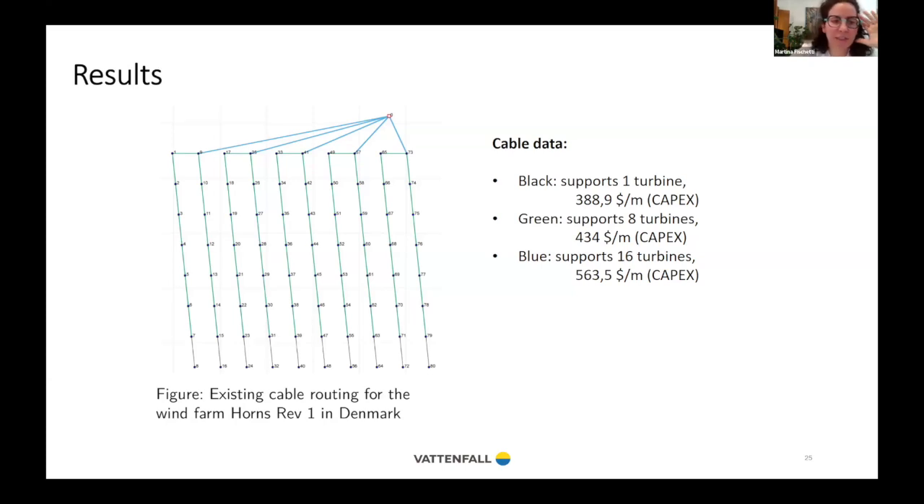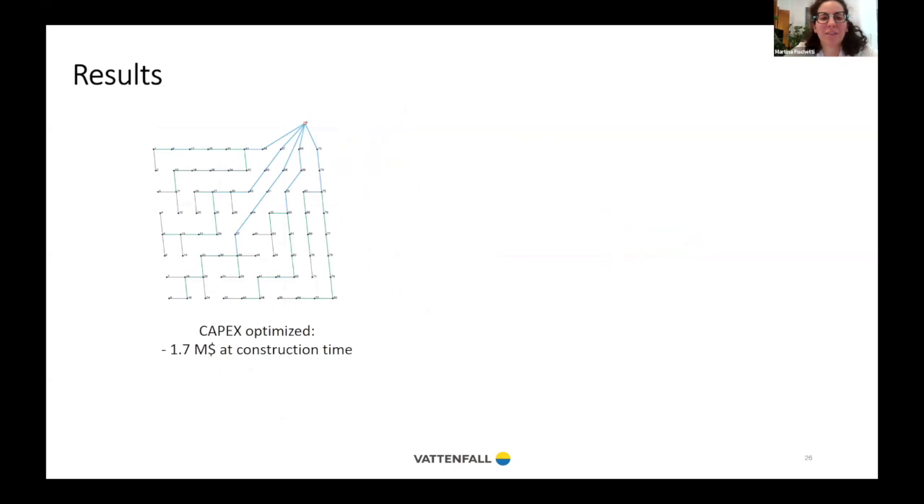Then we took exactly the same input and we said to our tool, okay, let's see what you can do. And this is the result we got. So you can see that it is less regular, maybe less pretty than the manual one, but is also much cheaper than the one proposed by the company, let's say. In particular, using this cable layout compared to the previous one, the company could save $1.7 million.